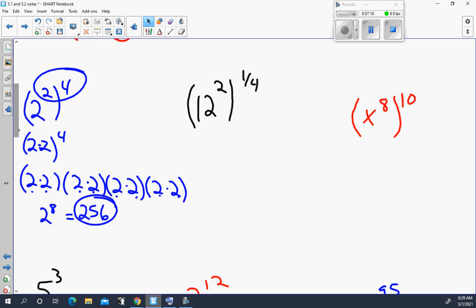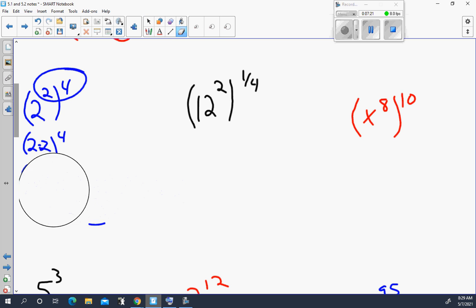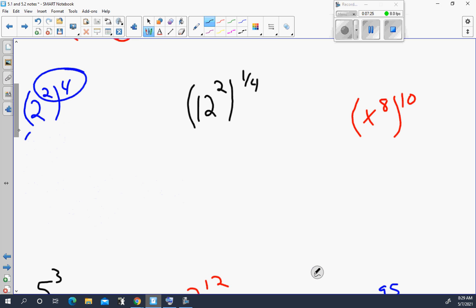Okay. I'm going to erase this over here so you can get a little more room. We're just multiplying these exponents here. What is 2 times 1/4? A little refresher on how we multiply fractions. 2 can be written as 2 over 1 times 1/4. We just multiply straight across. What's 2 times 1? It's 2. What's 1 times 4? It's 4. That can be simplified to 1/2, right? So this is 12 to the 1/2.